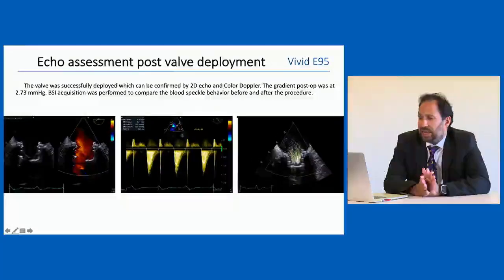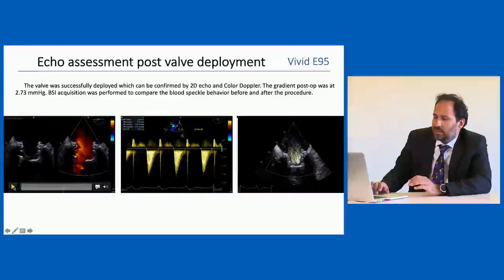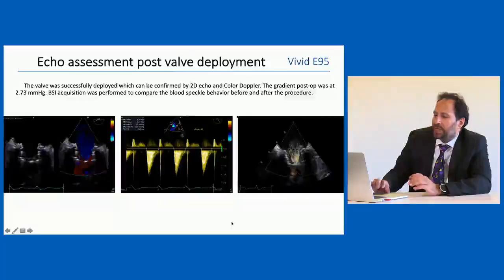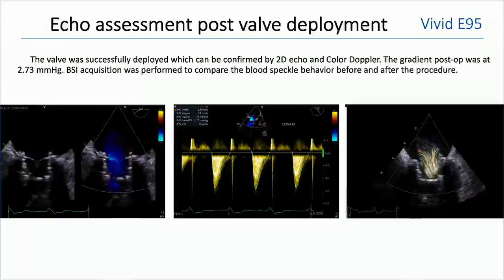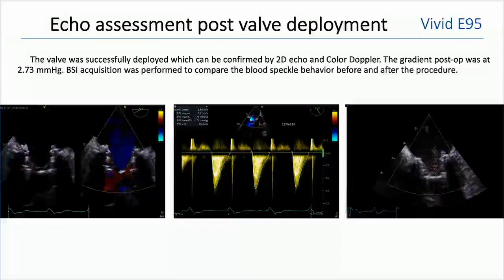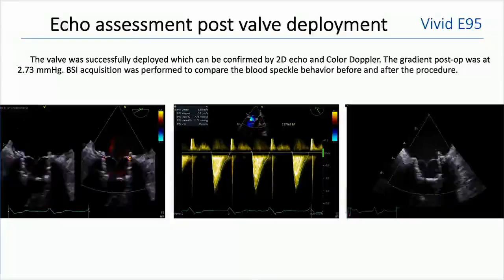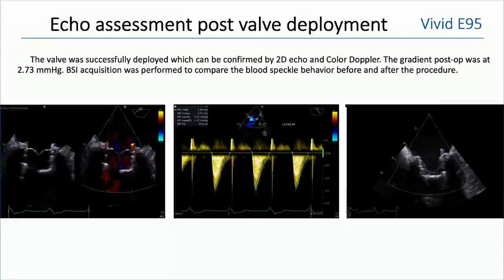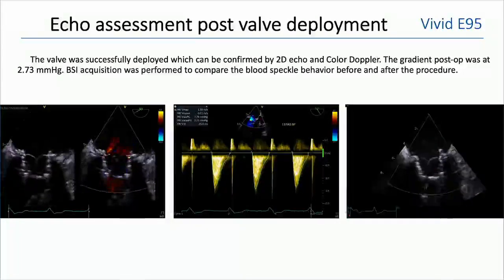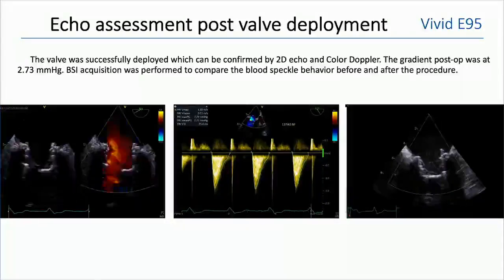Okay, so this is the echo assessment by transesophageal echocardiography post-valve deployment. We know that the valve was successfully deployed, and this was confirmed not only by the two-dimensional echocardiogram, but also by the blood speckle imaging. We can see that there is a trivial amount of paraprosthetic mitral valve regurgitation. This was not felt to be significant, but good forward velocities through the valve with no significant obstruction, and a good result on blood speckle imaging with nice laminar four-dimensional flow across the valve.